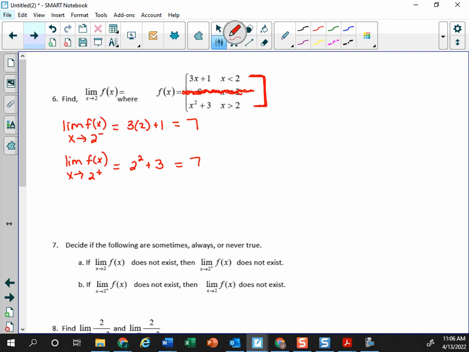Did your left and right-hand limits equal each other? Yes. So then you can say the limit of f of x as x approaches 2 is 7. We okay there? The more comfortable you can get with piecewise functions and what's happening left and right and graphically, all of it, it's going to help you.